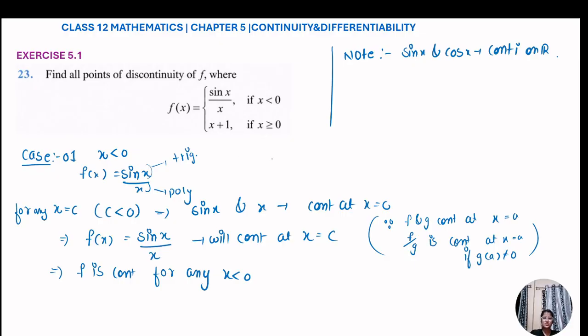As you can see, case 2 is very simple for you, like a piece of cake, because for x strictly greater than 0, it's a polynomial function, and we know that every polynomial function is continuous on whole R. So here we only have to see for x. So if I try to write our case 2 only.